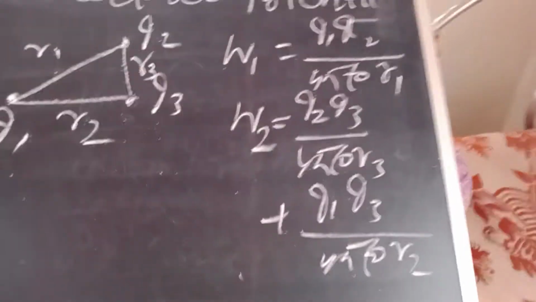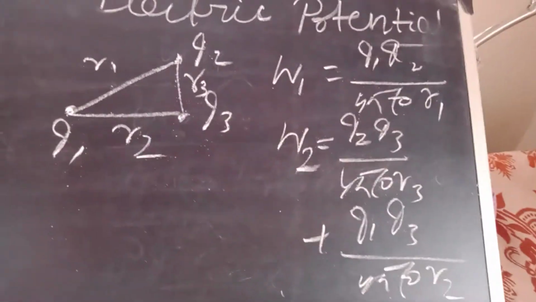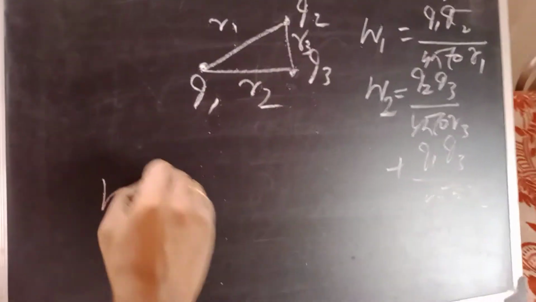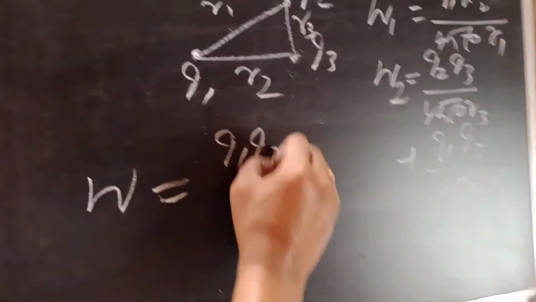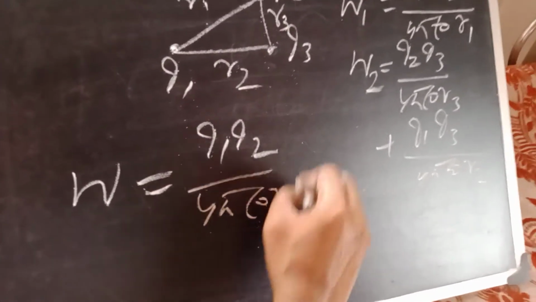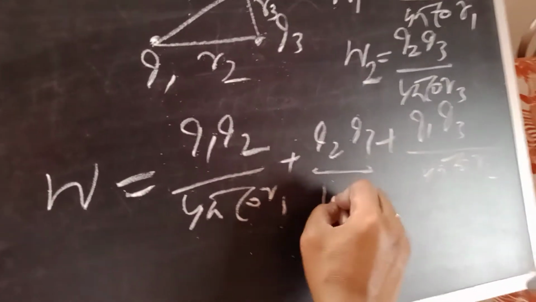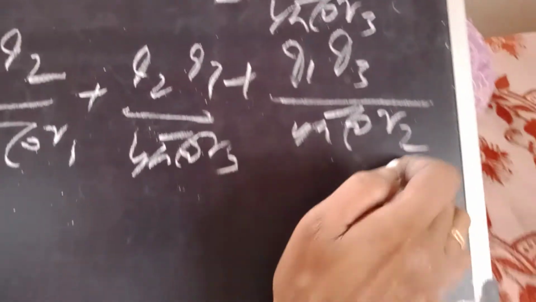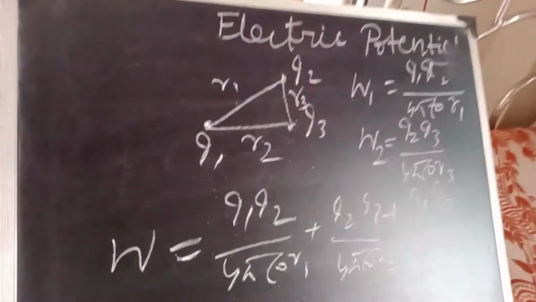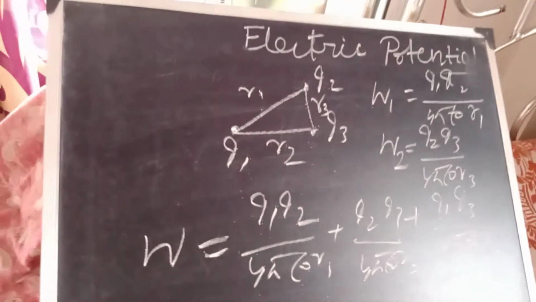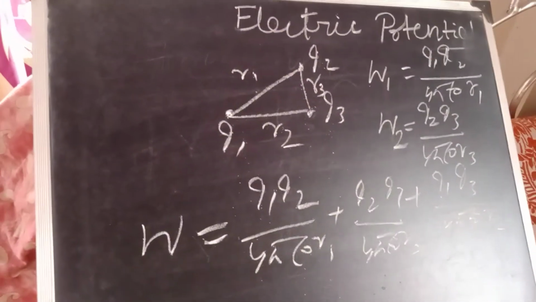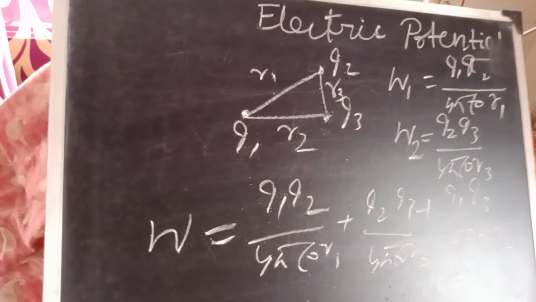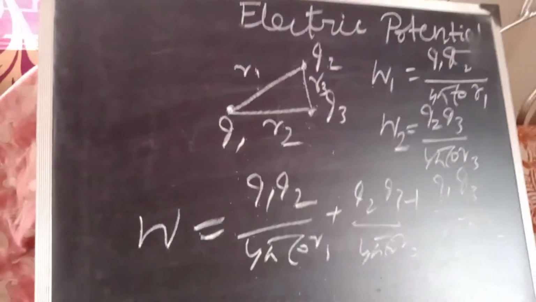Now if again we bring a charge Q4, we have to do work against Q1, Q2 and Q3, and the total work will be W equals Q1 Q2 by 4 pi epsilon naught R1 plus Q2 Q3 by 4 pi epsilon naught R3 plus Q1 Q3 by 4 pi epsilon naught R2, and so on. That is the total electric potential energy in bringing an assemble of charges to a space. This is the total potential energy we have to calculate.